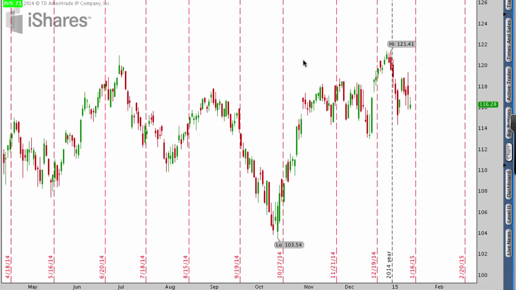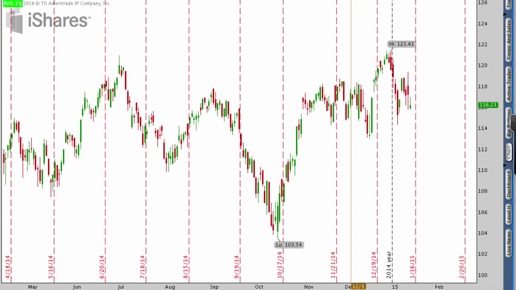So the first thing that we're going to do is start with this base chart. And today we're just looking at IWM, one of the major market index ETFs. And you can see we've got pretty much nothing on this chart that gives us an idea of where the stock may or may not go. We can draw lines and all that stuff, but no real technical indicators.